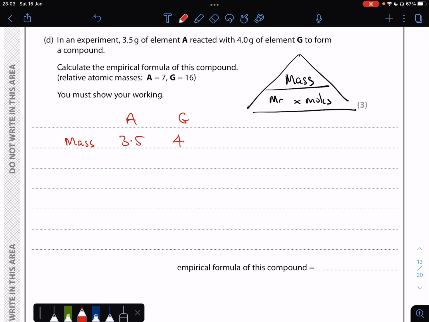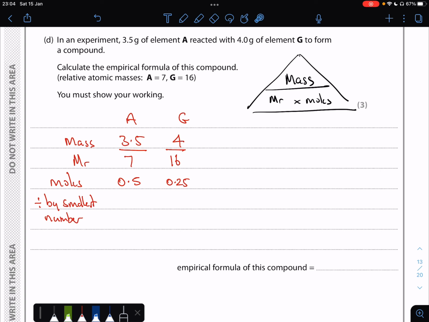So let's put those numbers in, and I'm going to write down here that that's 7 and 16, and I'm dividing those numbers, and that's going to give me the number of moles. So when I do that, here I'm going to get 0.5, and here I'm going to get 0.25. Then what I have to do is divide by the smallest number.